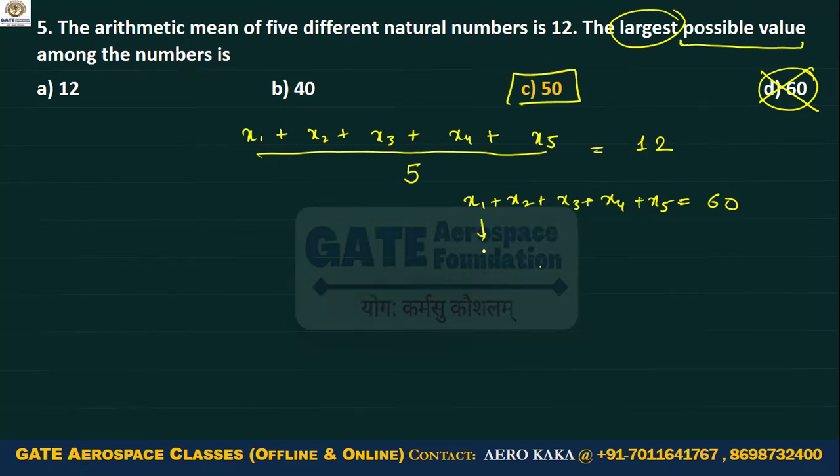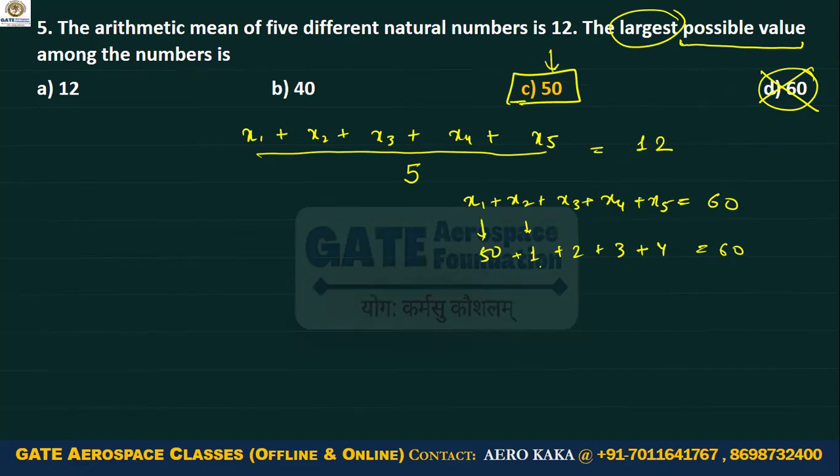Next option is 50. Yes, we can take 50 and the rest of the numbers can be 1, 2, 3, 4 or anything. Right. So it can be 1 plus 2 plus 3 plus 4. So this will become equal to 60. Right. This is just a combination I'm giving you as an example. Since the numbers are not given, we can take any possible values, but the largest possible value among the numbers can be 50 only. And this is based on the options, right?